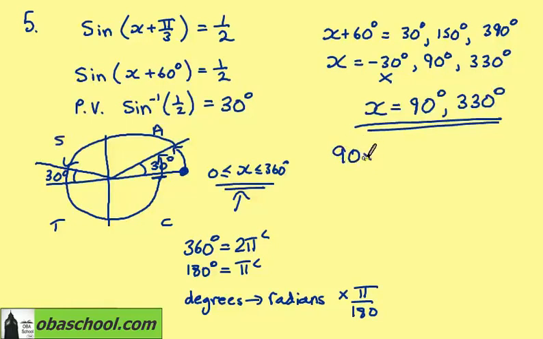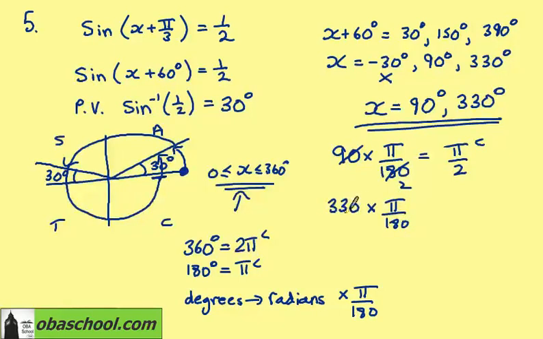If we do this to 90, 90 goes into here once and here twice, giving us pi by 2 radians. For 330, 30 goes into here 11 times and into 180 6 times, giving us 11 pi by 6.